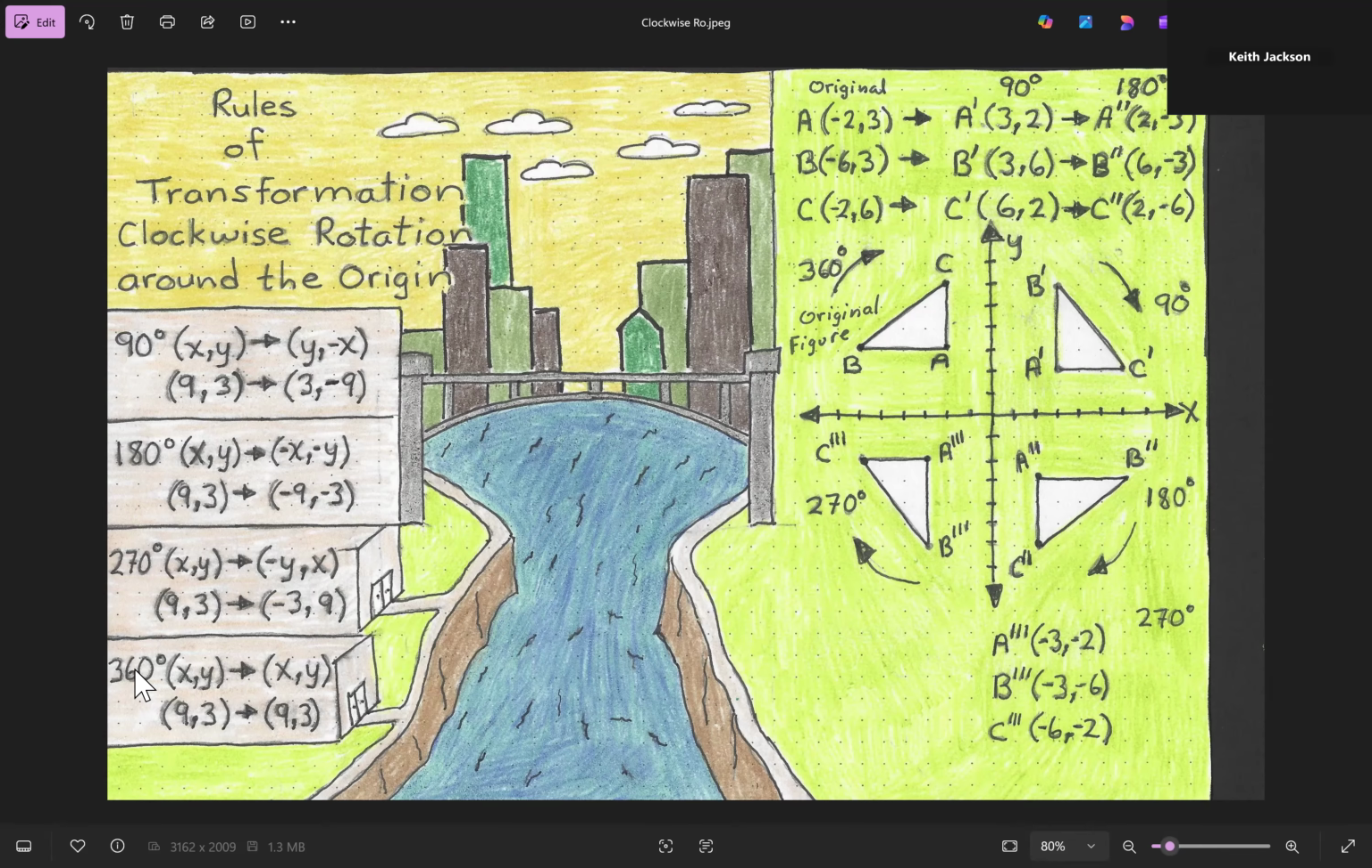And of course, a 360-degree rotation of that figure would just bring it right back to its original position, meaning that 9, 3 would go back to being 9, 3. Now let's take a look at an example to further illustrate that.